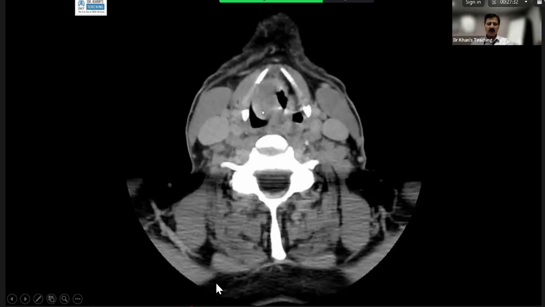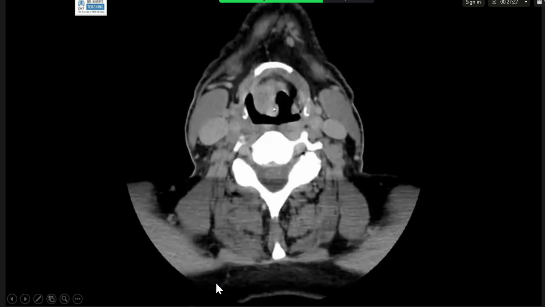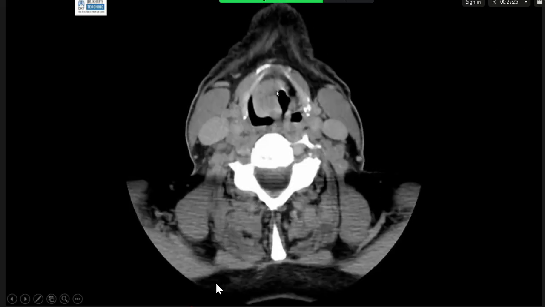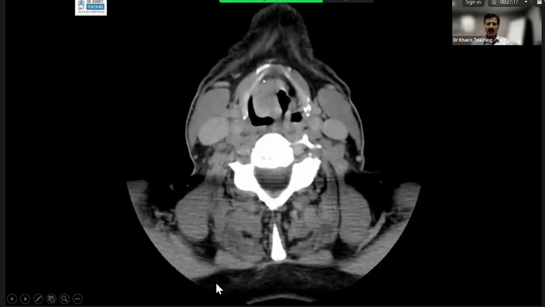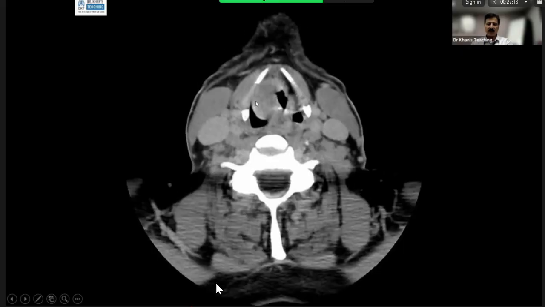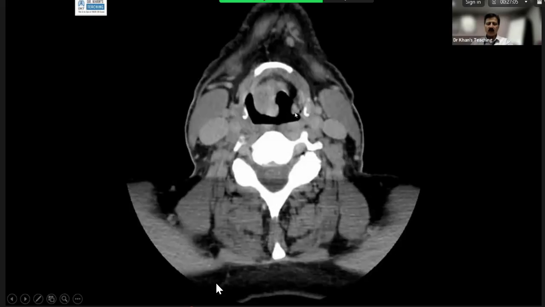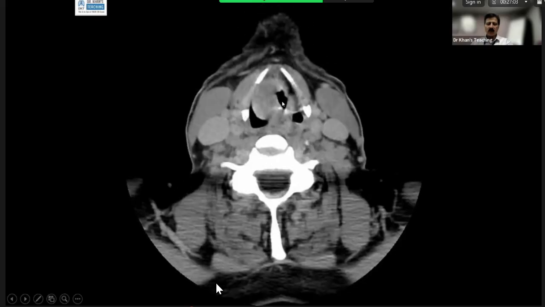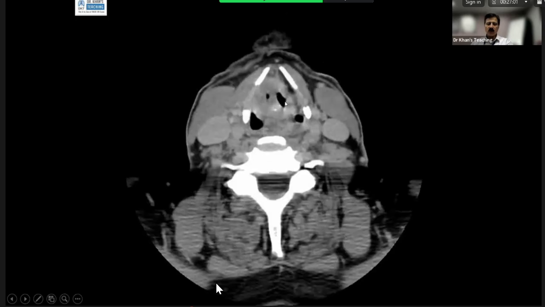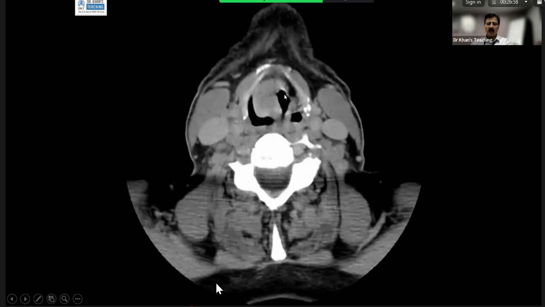Right, very good. So the aryepiglottic fold is thickened. With that thickening, there is a soft tissue mass there. That mass is extending into the pre-epiglottic fat here. On the right side, it is extending into the paraglottic fat here. Right. And now we are going inferiorly. If you go back, these were two aryepiglottic folds. Now we are going more inferiorly. Which level are we at right now?